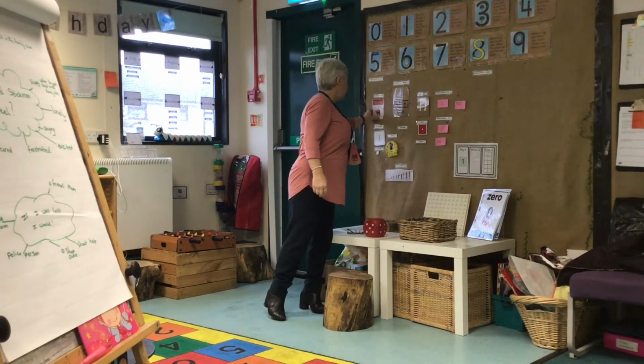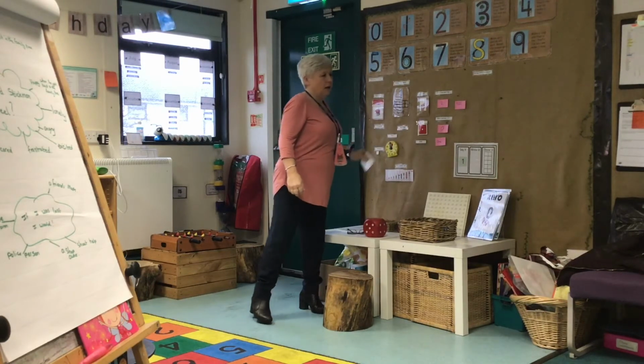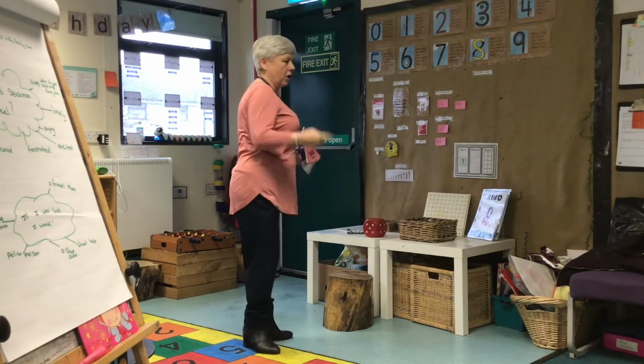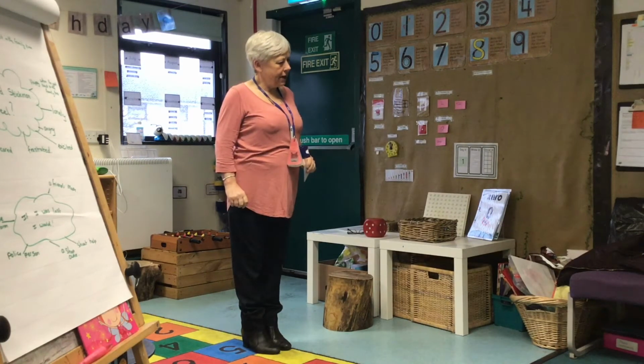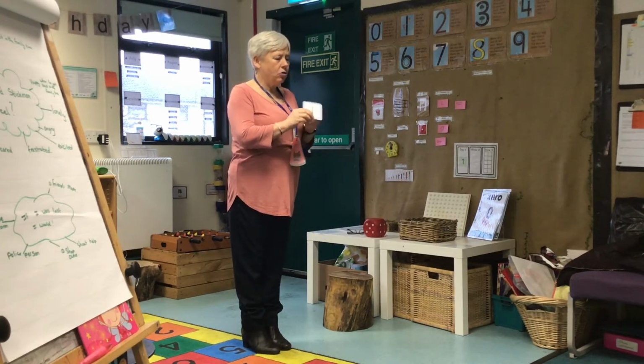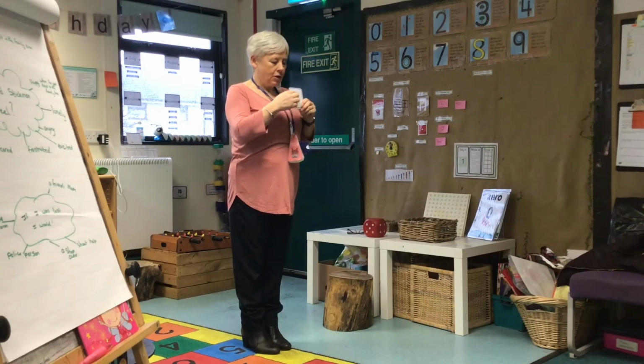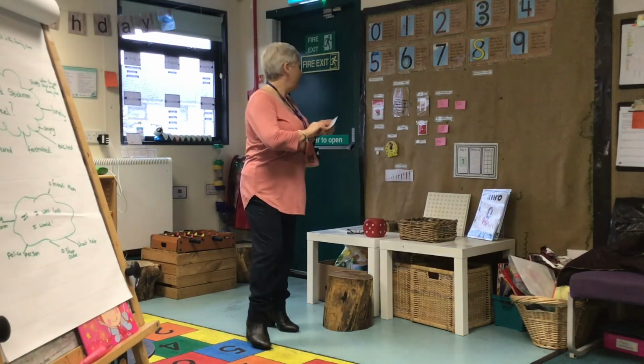On a tally chart, let me see how many cars we've got in our car park. Oh, we've only got one car in our car park today. So on my tally chart, I'm going to write one line to represent one car. So that's one for one car.